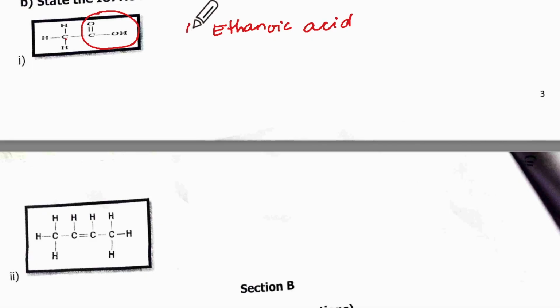So what is the name? Ethanoic acid. Second one, 1, 2, 3, 4 means it is but, but it has got a double bond at the second carbon. So but-2-ene.